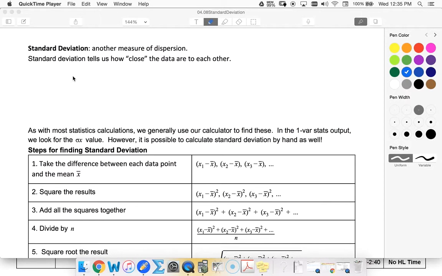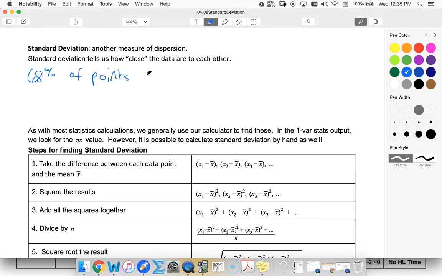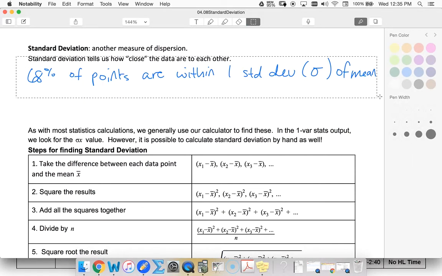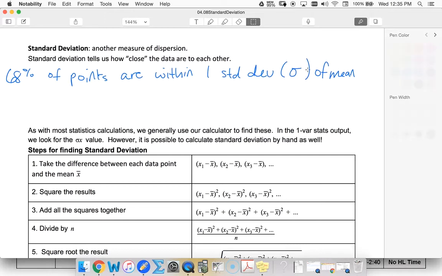Okay, so in this video we're looking at standard deviation and what it is and how to calculate it. Standard deviation tells us how close together data points are to each other. And as a rule, 68% of data points are within one standard deviation of the mean. We use the symbol sigma to stand for standard deviation, and of course we use the X bar to show mean.